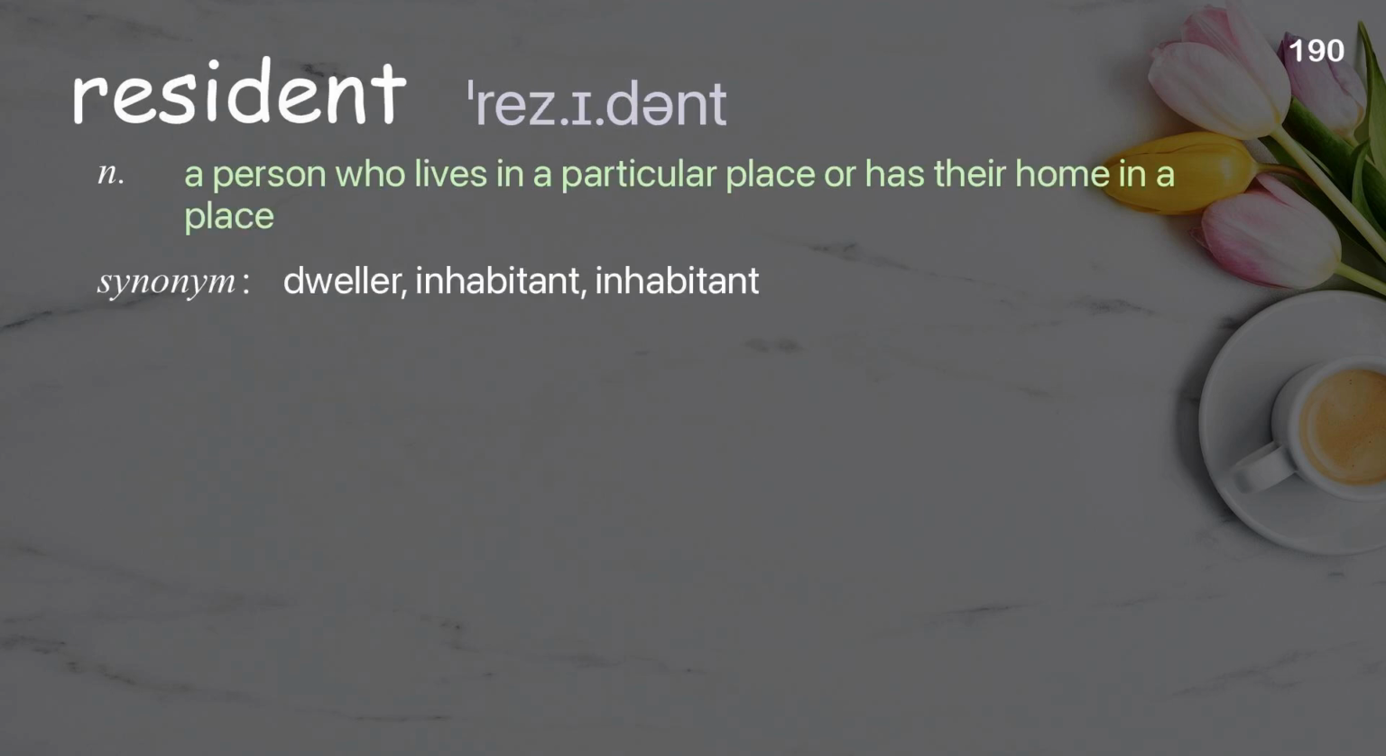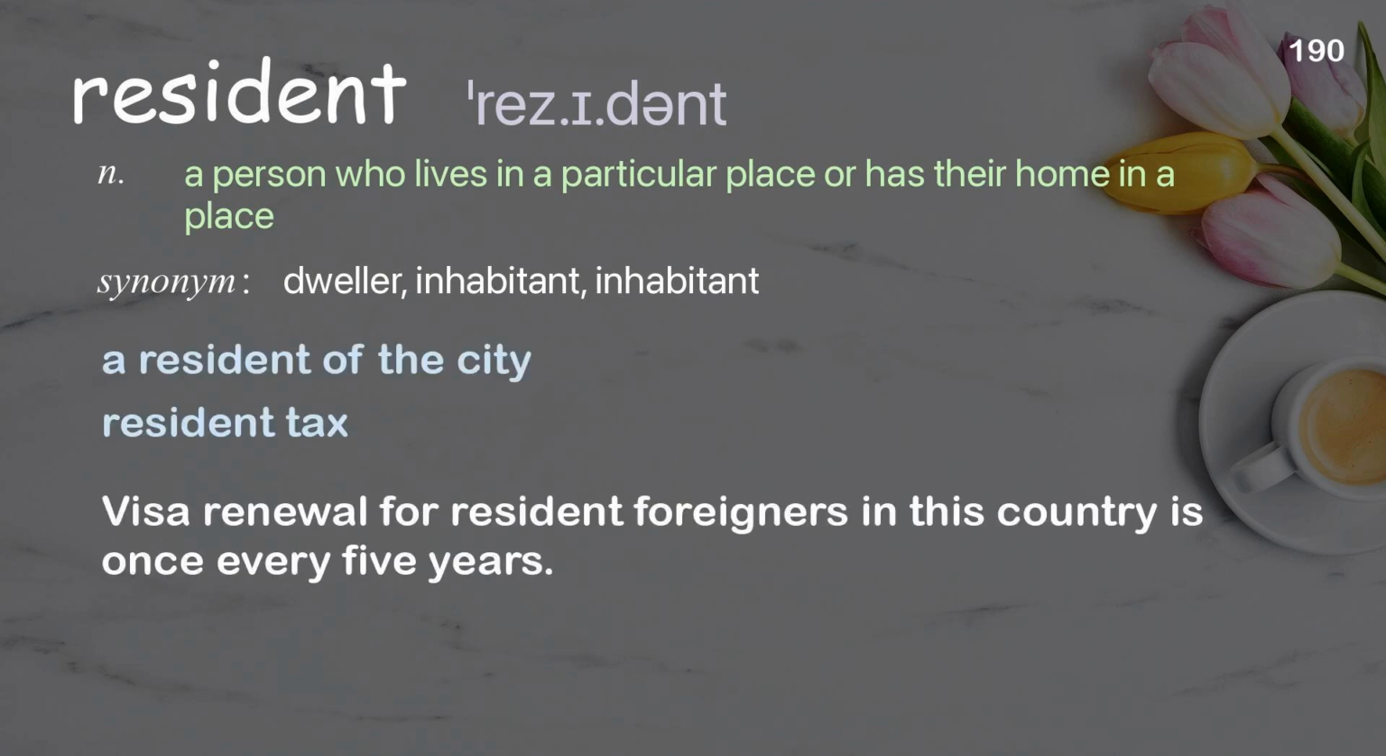Resident. A person who lives in a particular place or has their home in a place. Examples: A resident of the city. Resident tax. Visa renewal for resident foreigners in this country is once every 5 years.